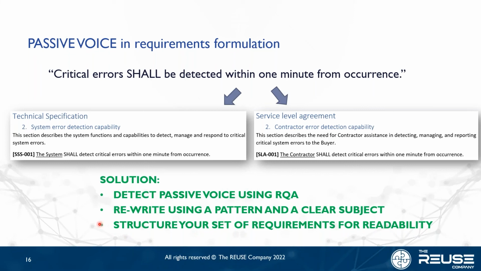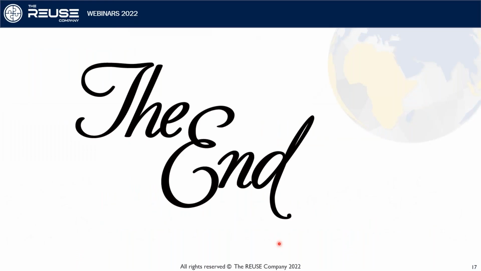And then don't forget, these requirements need to be structured for readability, meaning that if you put them into a paper document, you should think about the reader of that document. In what order are the requirements supposed to be? Can you add some other information that increases the readability? But that's not the scope of this webinar. And that's actually the end for me.